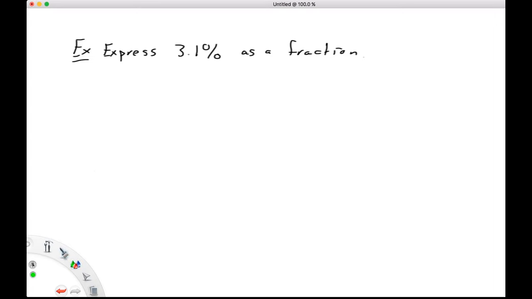We can still sort of think of this as 3.1 per 100, or 3.1 over 100, but 3.1 over 100 is not really a fraction, so we can't stop here. Right? A fraction needs to be an integer over an integer.